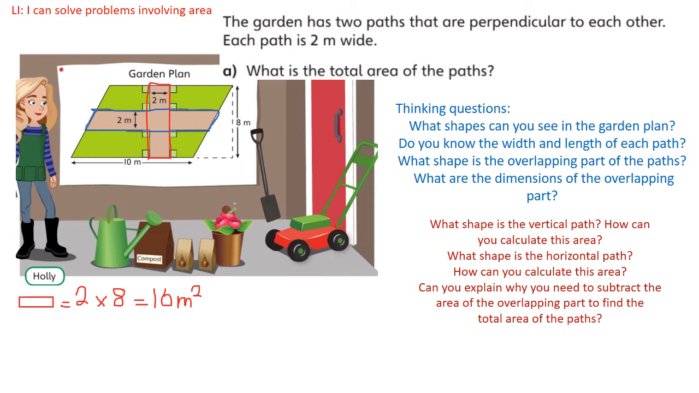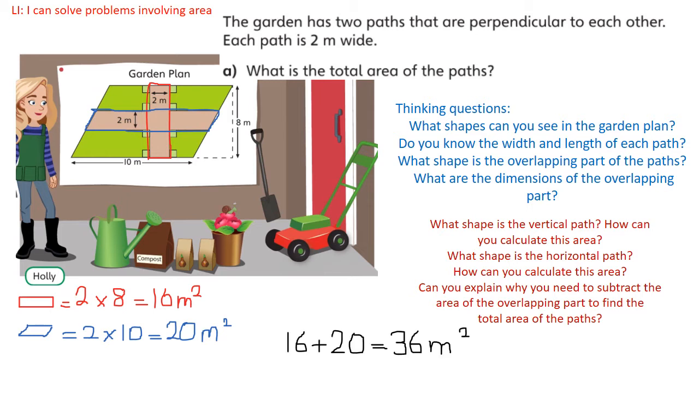So let's have a look. There we go. That's our rectangle. So as we said, it's 2 metres in one direction and 8 metres in the other. So 2 times 8 is 16 metres squared. Now let's think about our parallelogram. So our base is 10, our perpendicular height is 2, 2 times 10 is 20. So we can add those up together. So that will give us an area of 36 centimetres squared.